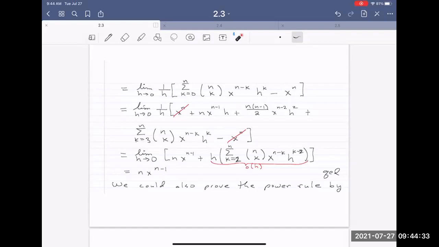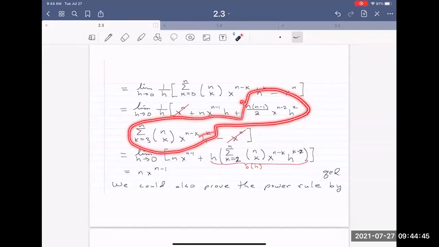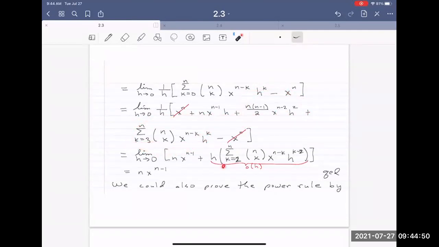And I start here. I wrote out 0, 1, and 2. I'm actually going to continue with these from the second up to the nth term. So this goes from k equaling 2 to n of, well, same thing, n choose k, x to the n minus k, times h to the k minus 2, because you got rid of 1 to the h's.